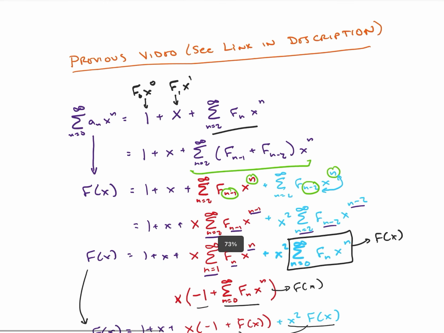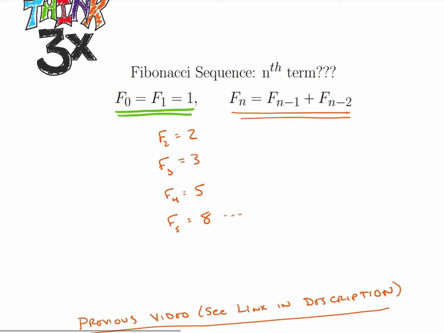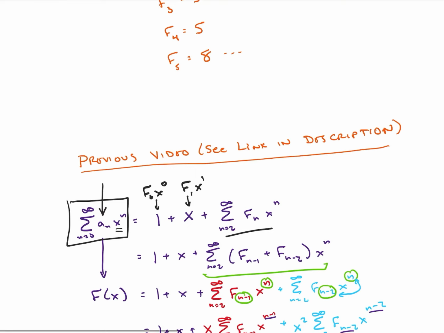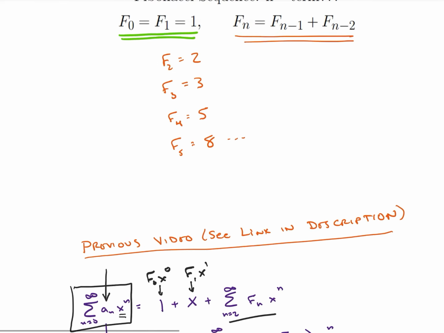But what we did before is we looked at this problem and we figured it out by creating an ordinary generating function. An ordinary generating function is basically a function where we have a sum with this power series, x to the n, where the coefficients are our Fibonacci sequence. So the Fibonacci sequence represents this a sub n here.